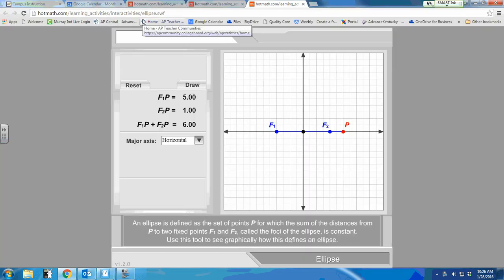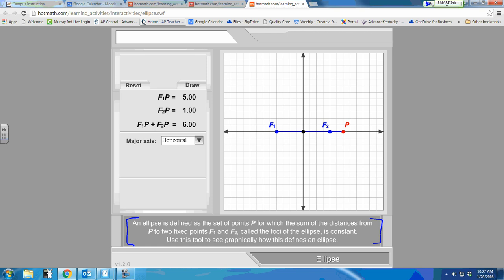All right. So here's the deal. An ellipse, this is a fancy definition, okay? It's really just an oval, okay? An ellipse is defined as a set of points, P, for which the sum of the distances from two fixed points, called the foci, is constant. So this is what that means. I'm going to show you, like, this makes sense. You're going to make an oval, all right?